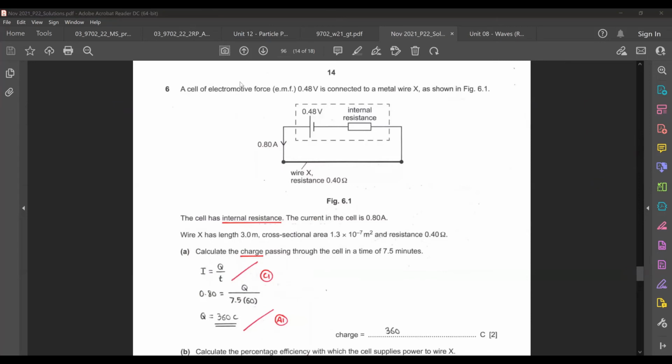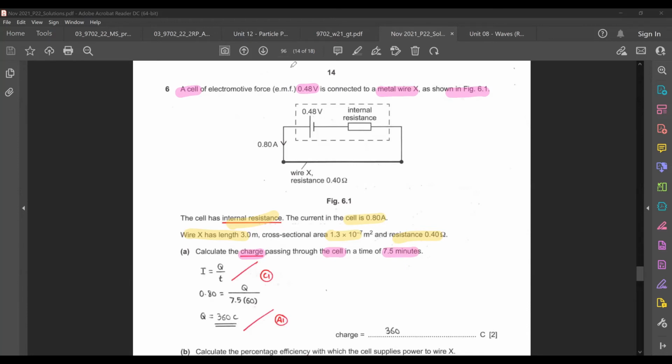Okay, now you have a cell of EMF 0.4 volts that's connected to a metal wire as shown in figure 6.1. Your cell has internal resistance. The current in the cell is 0.8 amps. Wire X has length of 3 meter, cross-sectional area 1.3 times 10 power minus 7 meter square, and a resistance of 0.4 ohms. Calculate the charge passing through the cell in a time of 7.5 minutes.